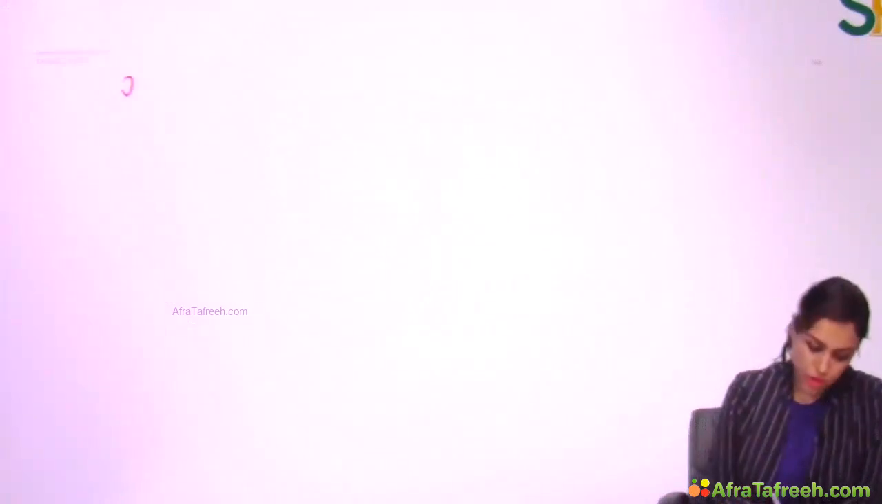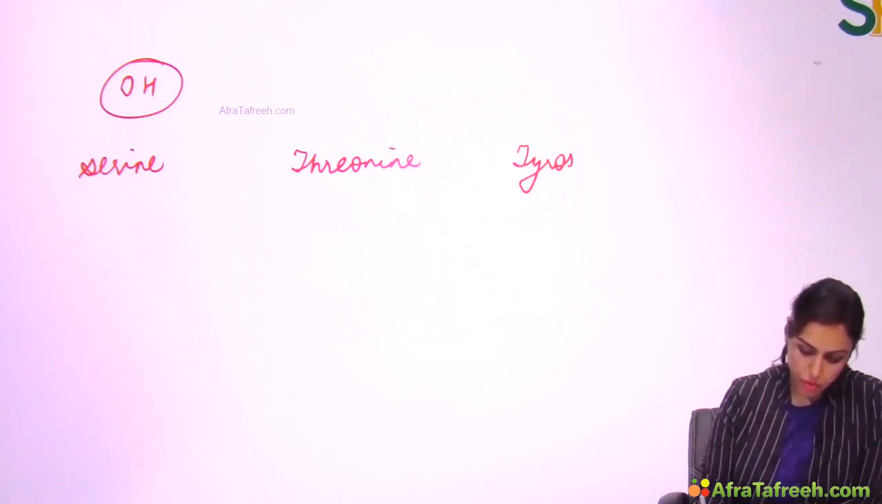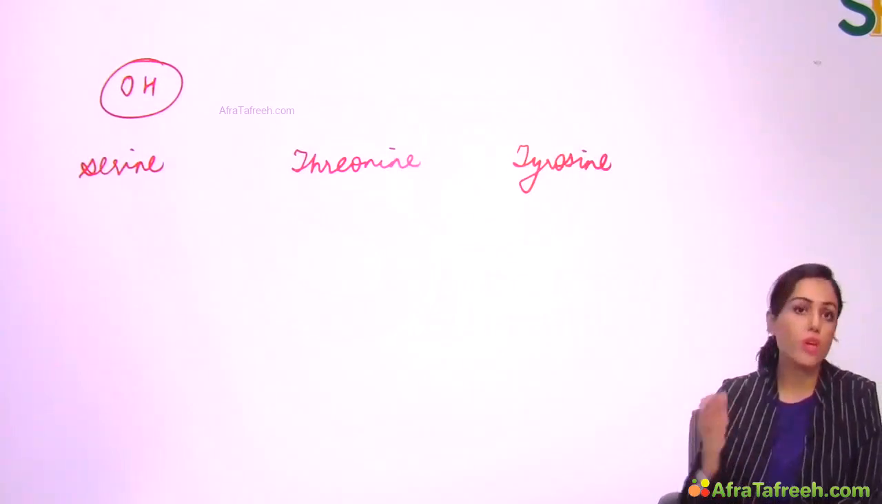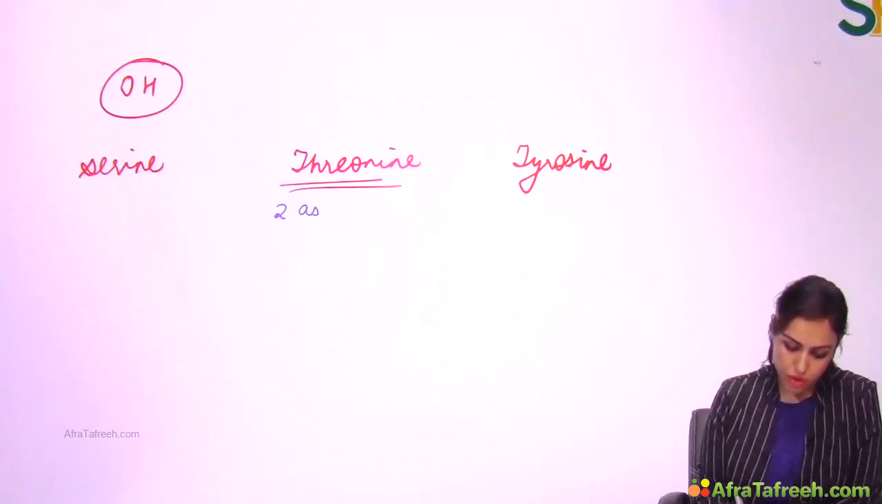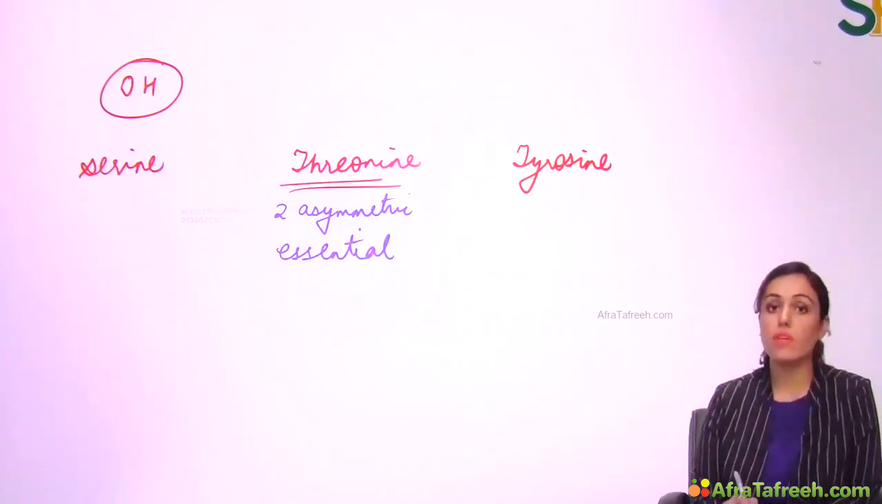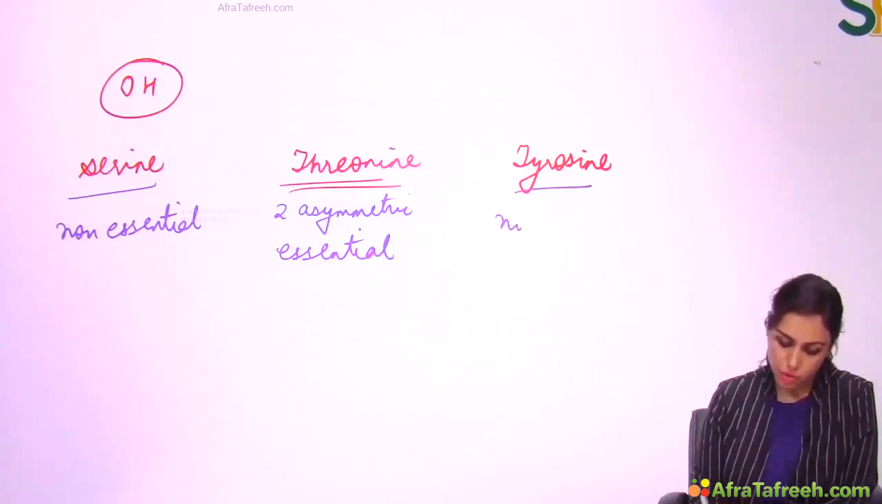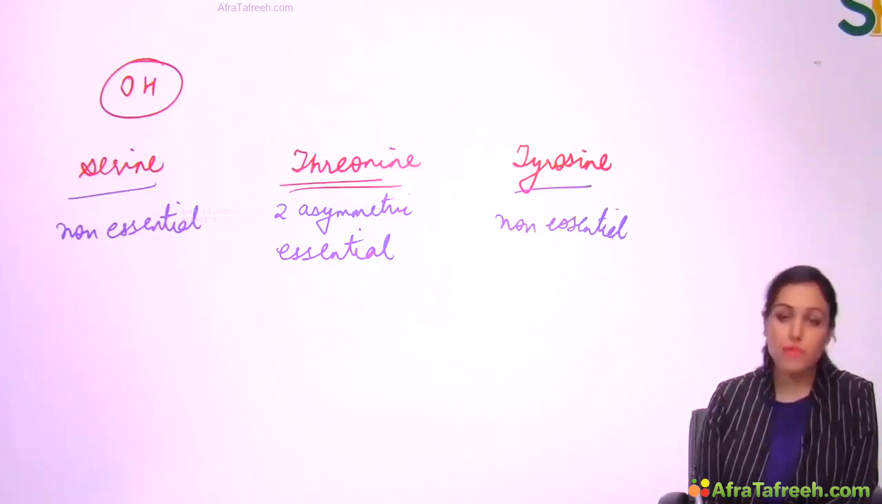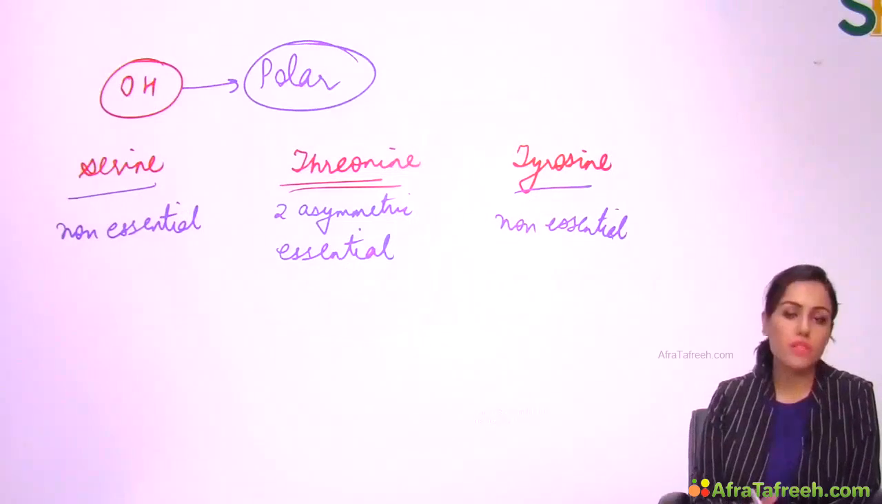Now next category which I am going to take is OH containing amino acid category. Example is serine, threonine, and can I take tyrosine also in this category? Tyrosine having OH group, it is also belonging to aromatic amino acid category, right? Now about threonine, one special thing I have told you that threonine has 2 asymmetric carbons. So I told you it is essential. It is very difficult to make some amino acid having 2 asymmetric carbons in the body. So threonine is essential. But serine is non-essential because it can be synthesized from glycine, and tyrosine is also non-essential because it can be synthesized from phenylalanine, right? Now can I say all the OH containing amino acids are polar? OH group means polar because it can make hydrogen bonds, right?